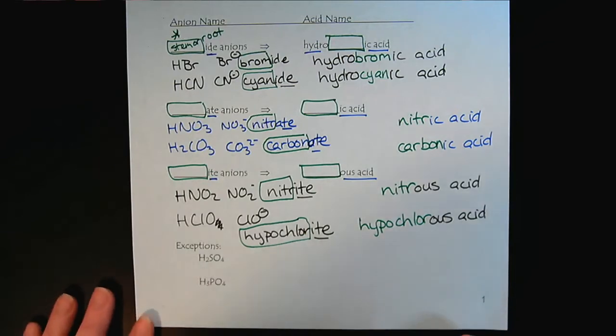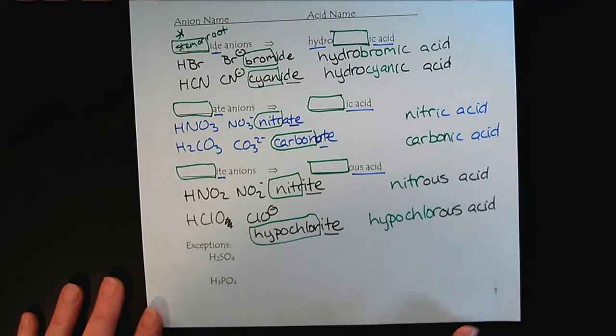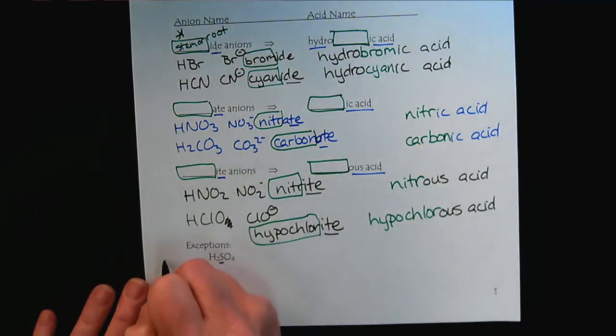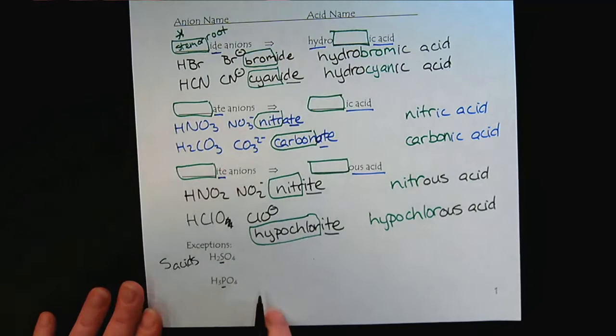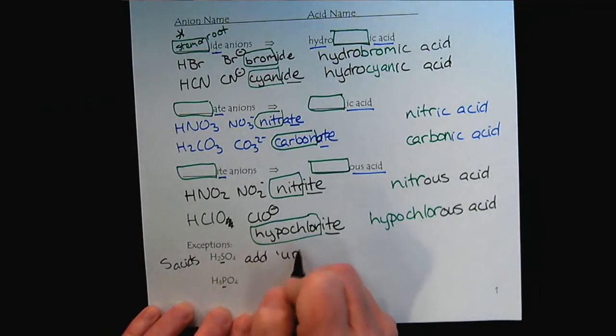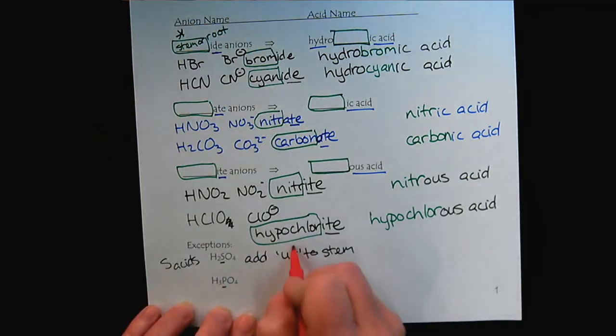Now, there are only 2 types of acids that have a variation or an exception. I'll use these 2 acids as examples. Our sulfur acids: when we have a sulfur acid, we add UR to the stem. I'll put that in a red box.